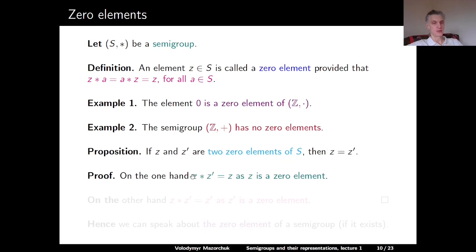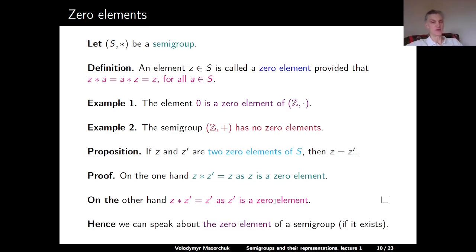Proof: on the one hand, the product of Z and Z prime is equal to Z because Z is a zero element. On the other hand, the same product is equal to Z prime because Z prime is a zero element. So therefore, Z is equal to Z prime. So this means that we can speak about the zero element of a semigroup if such an element exists.